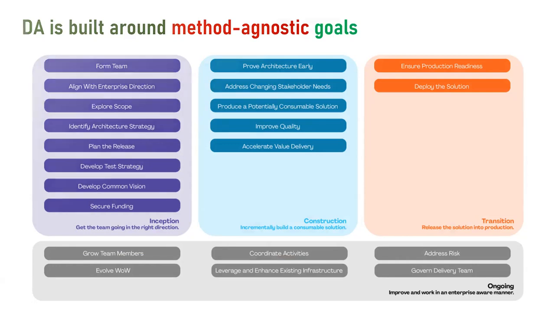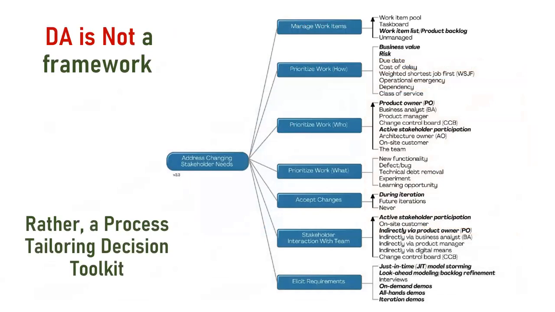In other words, DA is not a framework, it's a process tailoring and decision toolkit. And I've used the address changing stakeholder needs process blade here. This is what DA calls basically your higher level choices with different sub decisions that need to be made. This is a process blade.